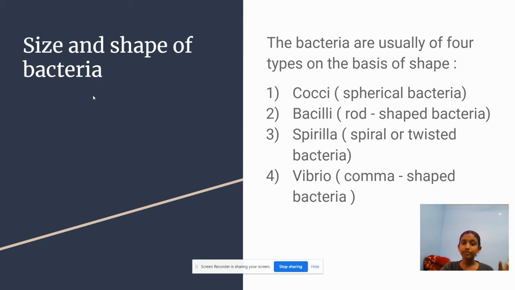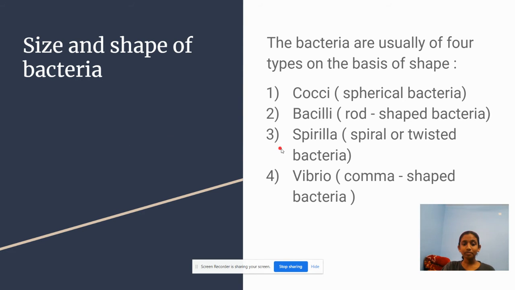Okay. Third is spirilla. From the name, you can see it is saying spirilla, which is spiral. Yes, spiral or twisted bacteria. The name tells us spirilla means spiral or twisted bacteria. Yes. Next is Vibrio. So Vibrio is actually a comma shaped bacteria, like this comma which we use as punctuation in any sentences. Yes. So it's comma shaped.